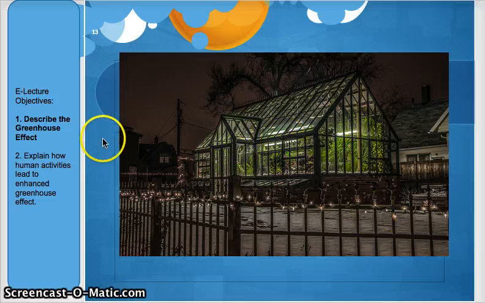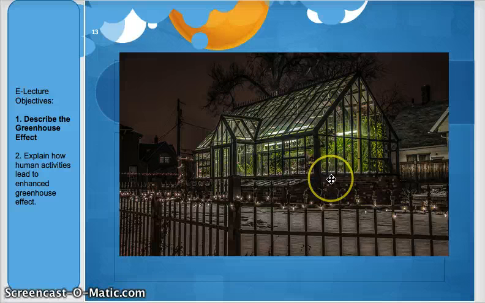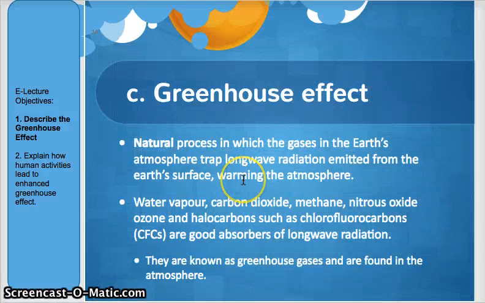That's because this house acts like the atmosphere of the earth, trapping heat. Okay, trapping the heat from this radiant light tubes, or when there is sunlight, trapping heat from the sun's rays to keep this area warm. And this is actually a natural process that we see on our Earth, in which the gases in our atmosphere trap the long-wave radiation emitted from the Earth's surface, which in turn warms the atmosphere.